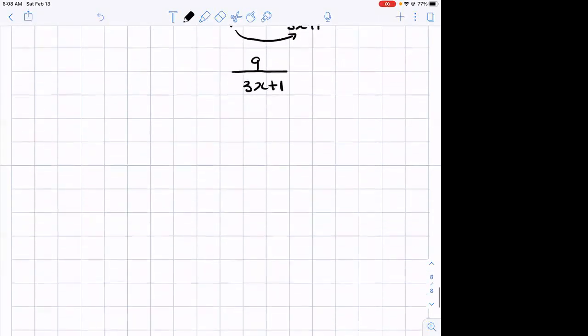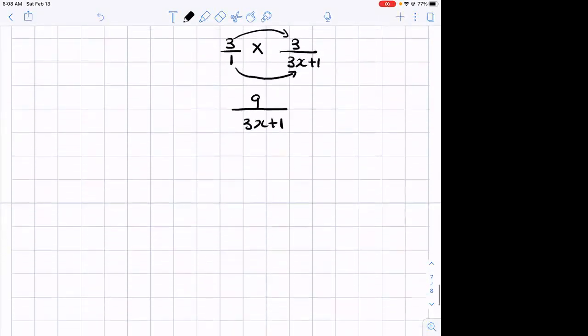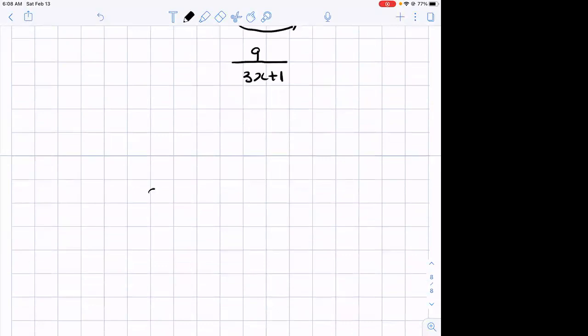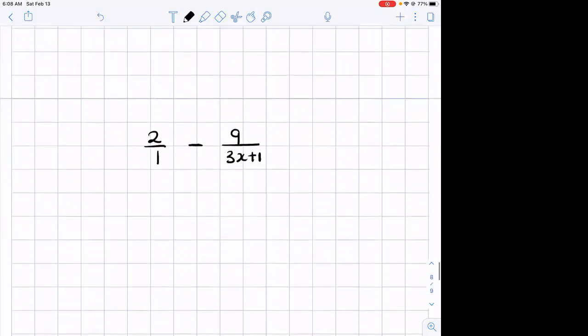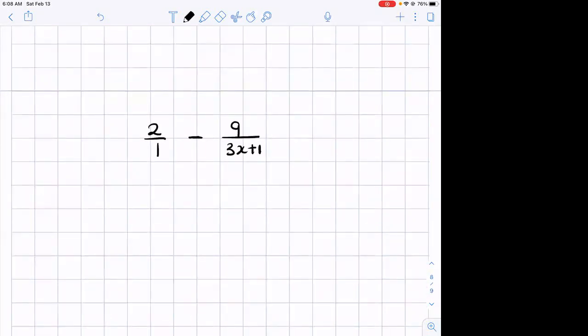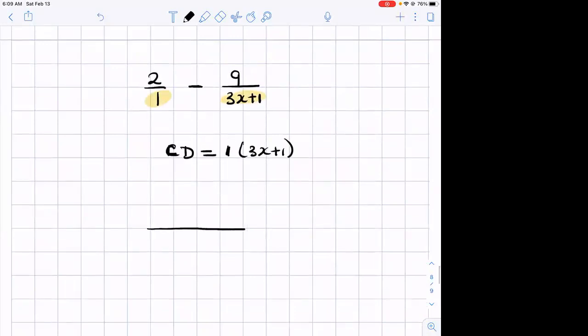So we have 2 over 1 now, 2 over 1 minus 9 over 3x plus 1. And we know how to add or subtract these things. We cannot add or subtract them unless we have a common denominator. So our common denominator, this is already in its simple form, and this is in its simple form. So we have 1 times 3x plus 1. So that's my common denominator now.